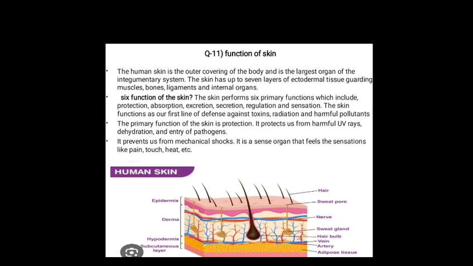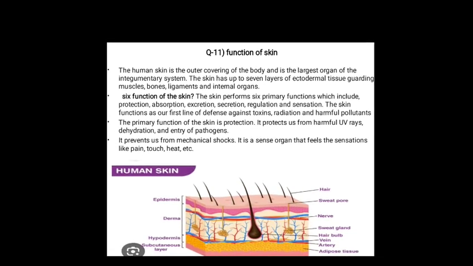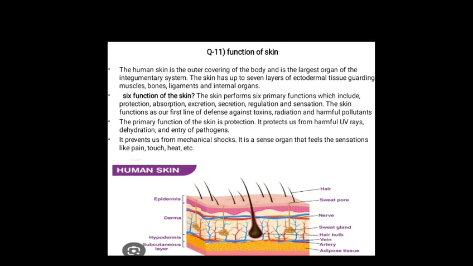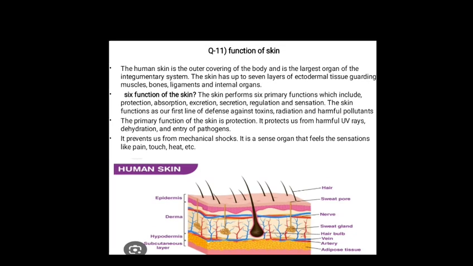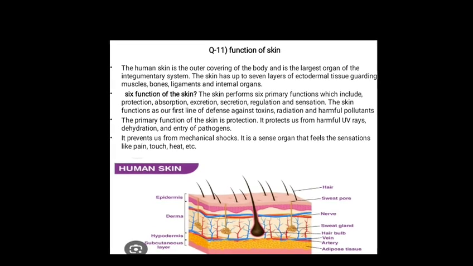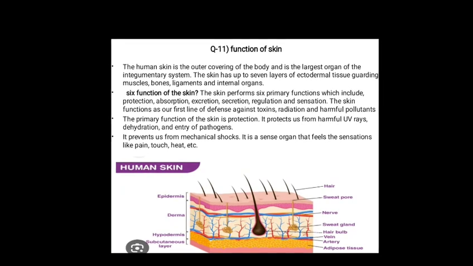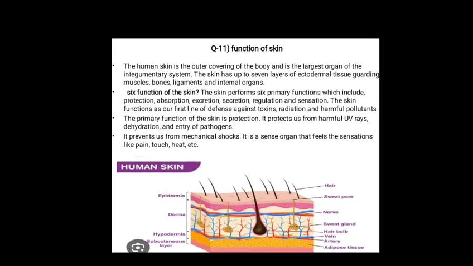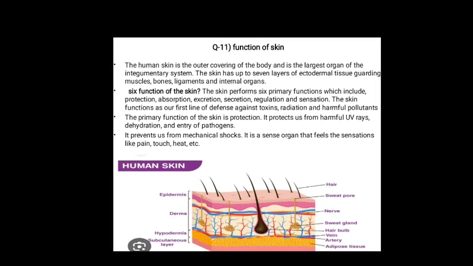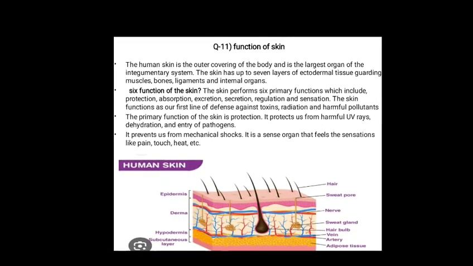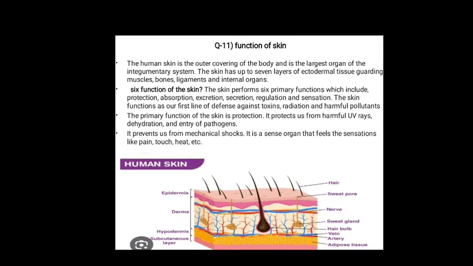Question number 11. Functions of skin. The human skin is the outer covering of the body and is the largest organ of the integumentary system. The skin has up to 7 layers of ectodermal tissue, guarding muscles, bones, ligaments, and internal organs.